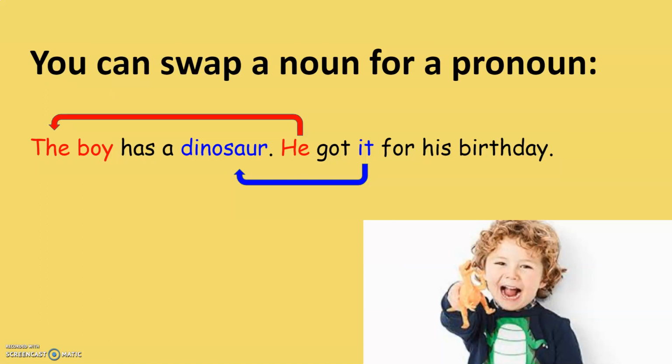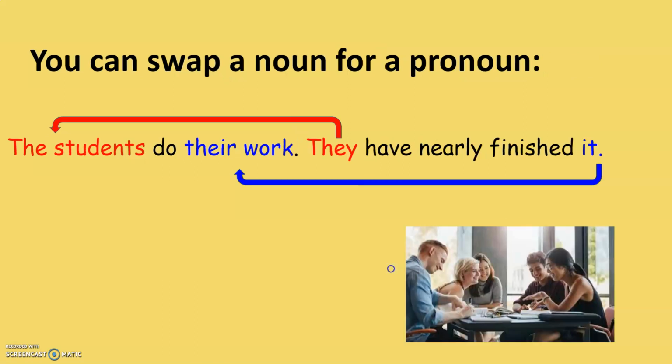Okay, another important thing to understand is that we can swap a noun for a pronoun. So we see here, the boy has a dinosaur. He got it for his birthday, because we know he is referring to the boy, and it is the object, the dinosaur. Another example. The students do their work. They have nearly finished it.